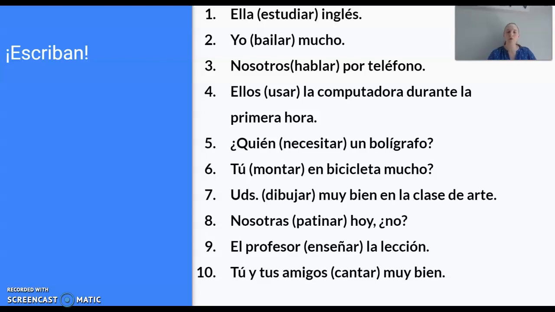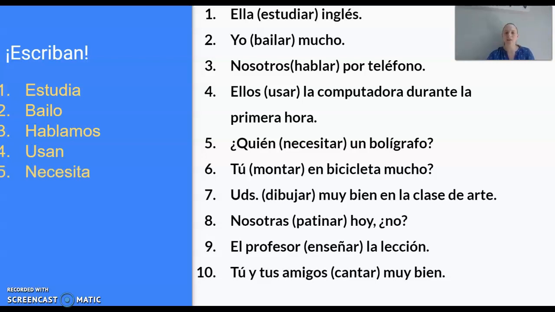Okay, number 1, it should be estudia. Ella estudia English. She studies English. Number 2, yo bailo mucho. I dance a lot. Number 3, nosotros hablamos por teléfono. We talk on the phone. Number 4, ellos usan la computadora durante la primera hora. They use the computer during first hour. Number 5, ¿quién necesita un bolígrafo? Who needs a pen? Number 6, ¿tú montas en bicicleta mucho? That's a question mark at the beginning. Do you ride your bike a lot?